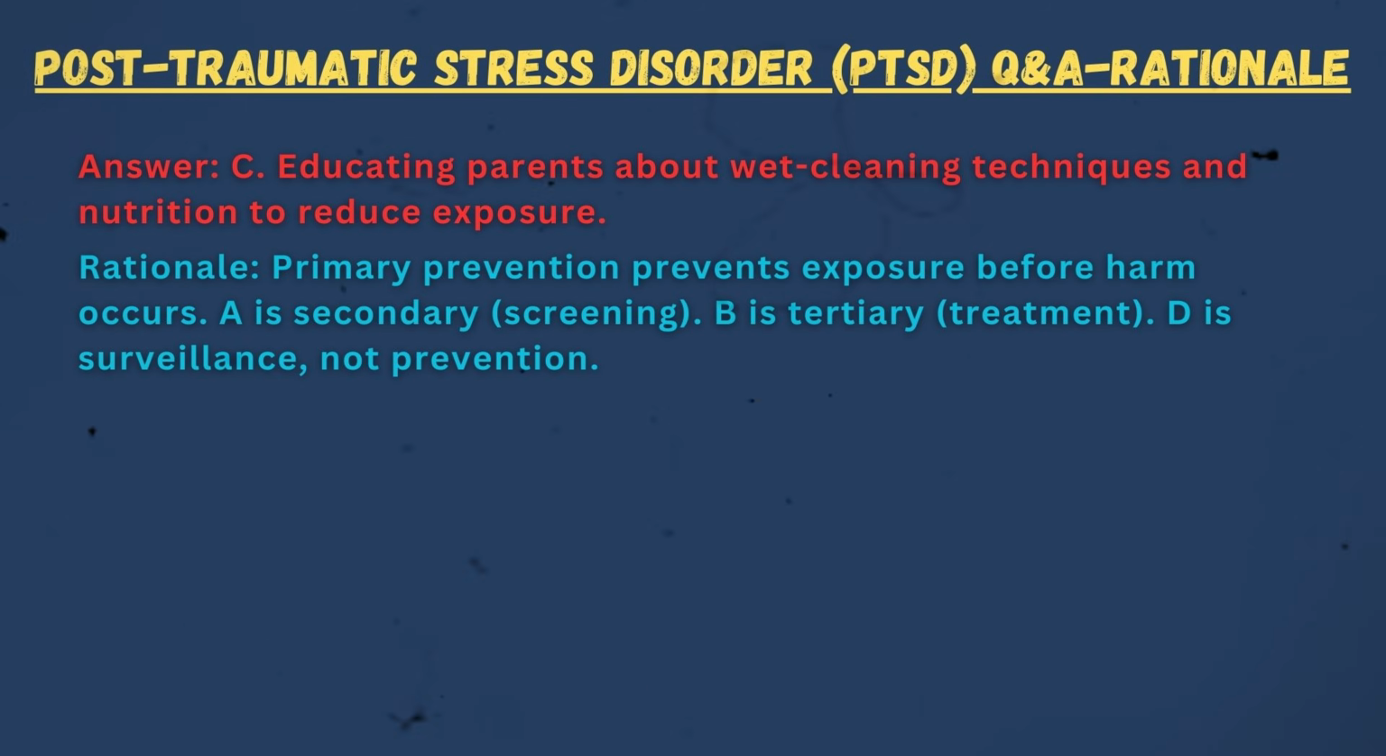Answer: C. Educating parents about wet cleaning techniques and nutrition to reduce exposure. Rationale: primary prevention prevents exposure before harm occurs. A is secondary screening. B is tertiary treatment. D is surveillance, not prevention.